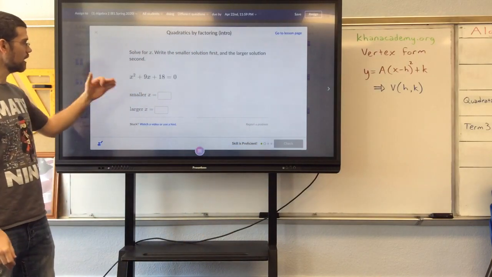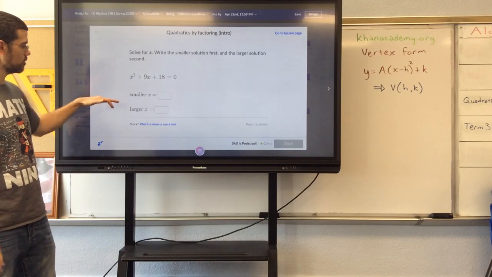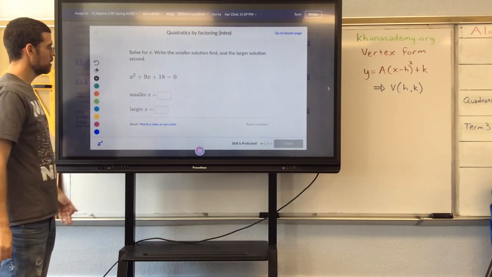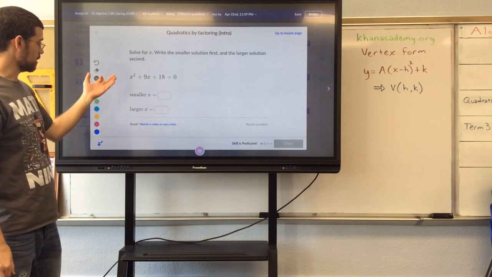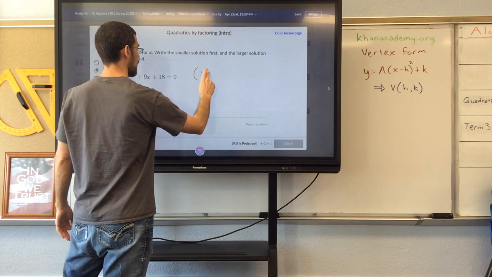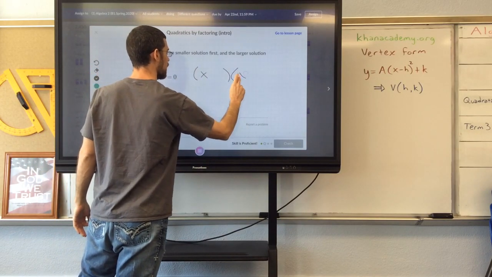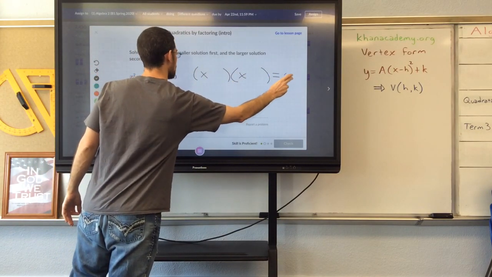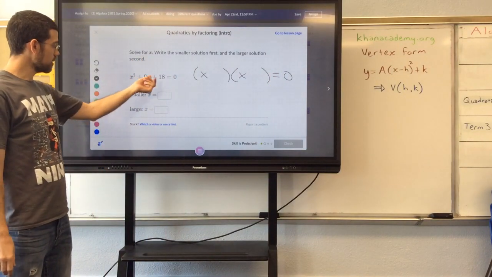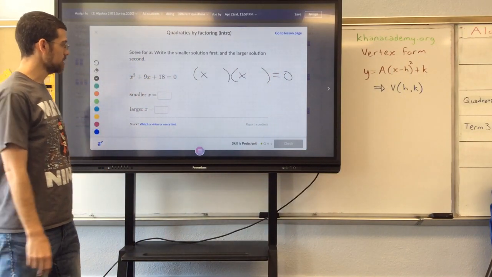Next problem, solve for x. Smaller solution first, larger solution second. So we want two binomials. And this is x squared plus 9x plus 18. That will be x times x. And then we need two numbers whose product is 18 and whose sum is 9.